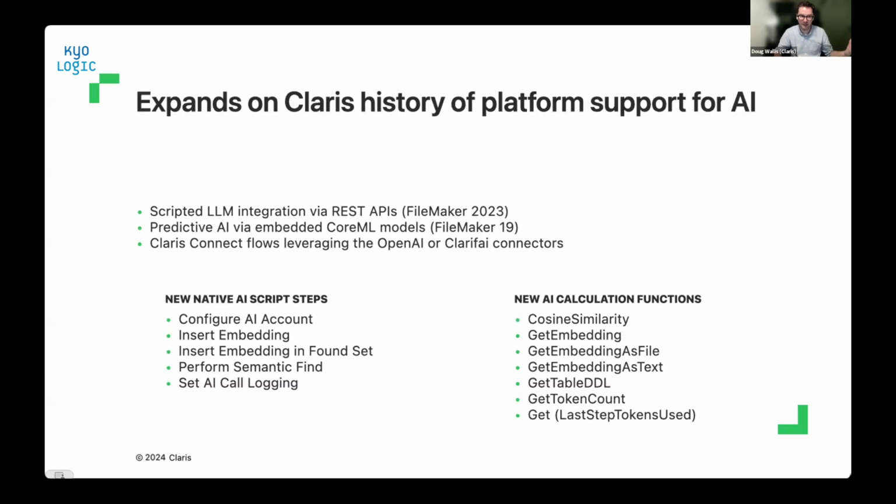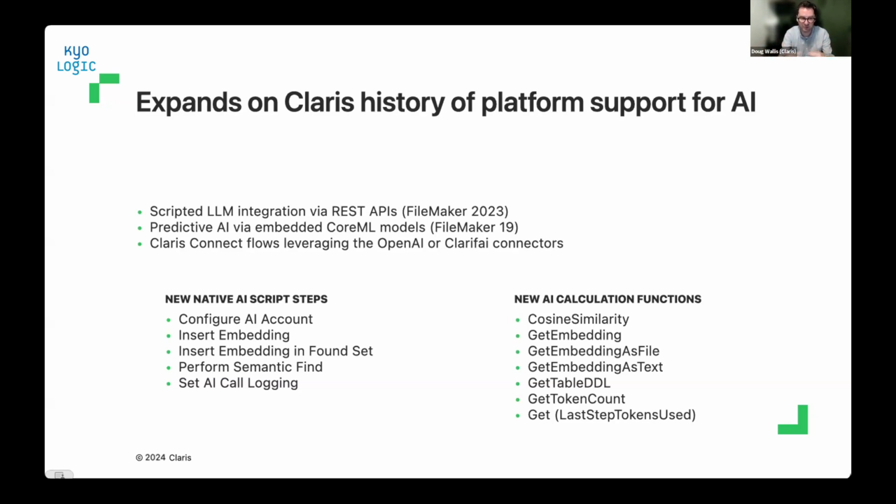So we have Core ML models that we brought to FileMaker 19, where you could send images or text to Core ML on the Mac or the iPhone, and it will give you a result, either a description of what the image contains, or, based on text, some sentiment analysis on the data.